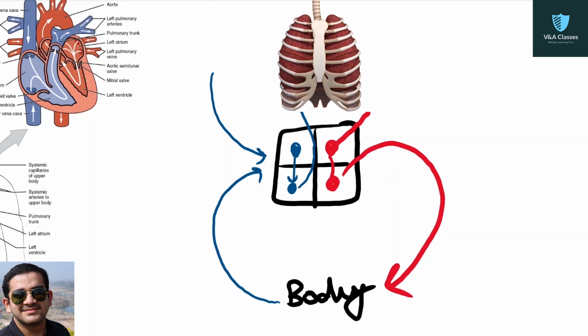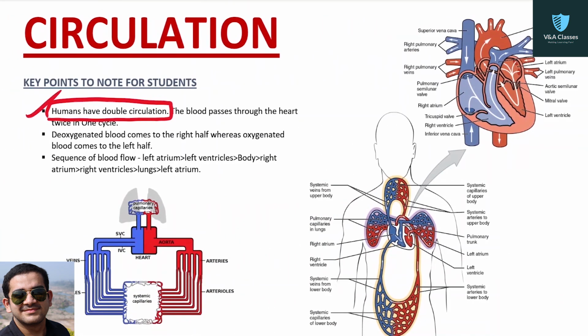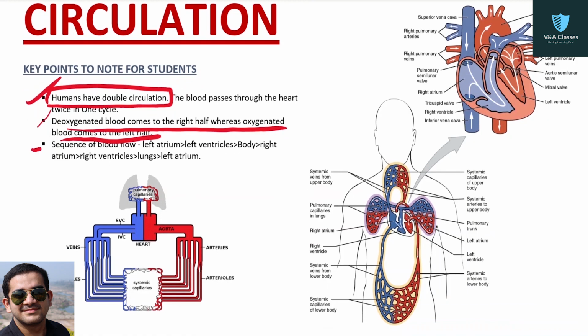Now let's see what other important points. Okay, so first point is covered. Second point is deoxygenated blood comes to the right half, whereas the oxygenated blood comes to the left. We have already seen it. Now let's see the sequence of blood flow. What is the sequence? Left atrium, then left ventricle, then to the body. From the body, now the deoxygenated blood will come to the right atrium, then to the right ventricle, again to the lungs, and back to the left atrium. So this whole cycle gets completed.